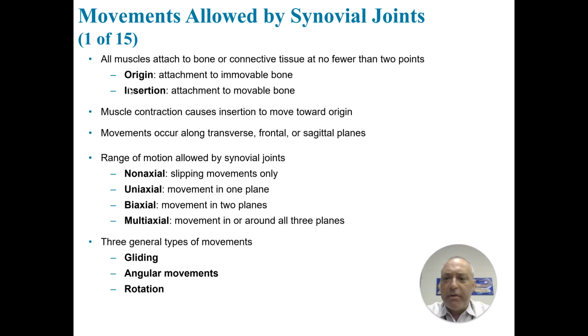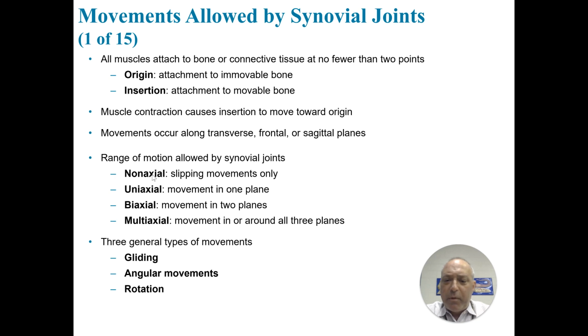First of all, there's an origin and an insertion. So all the muscles that attach to bone or connective tissue have an origin or an insertion. The origin is the attachment to the immovable bone, where the insertion is the attachment to the movable bone. And we'll have more of this in chapters 9 and 10. So muscle contraction causes the insertion to move towards the origin, which I should get a picture of.